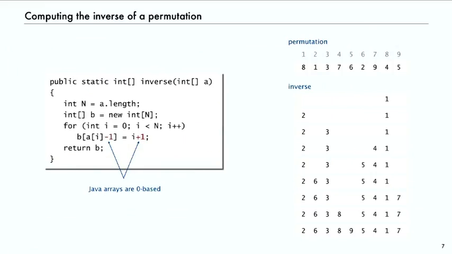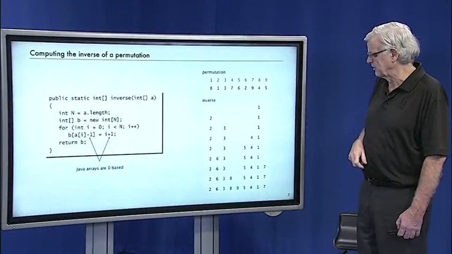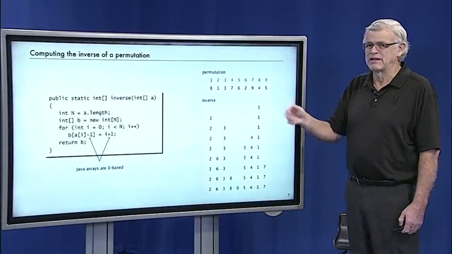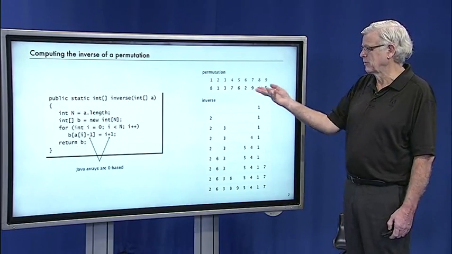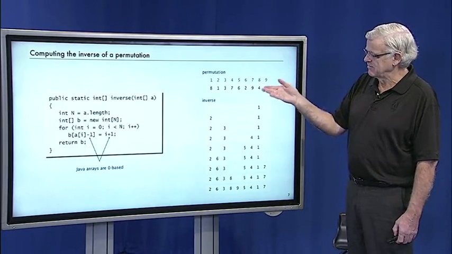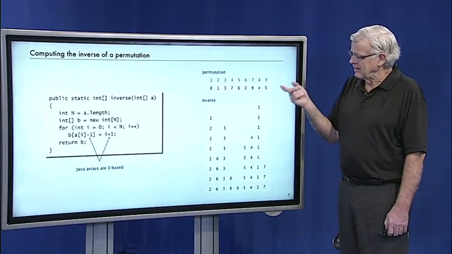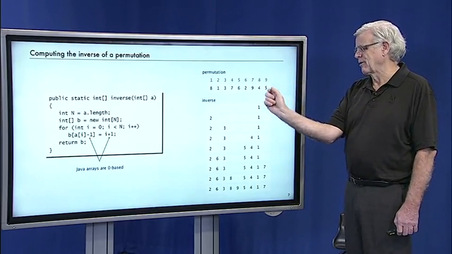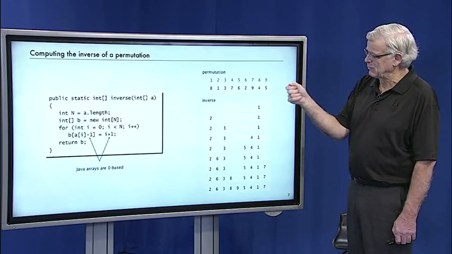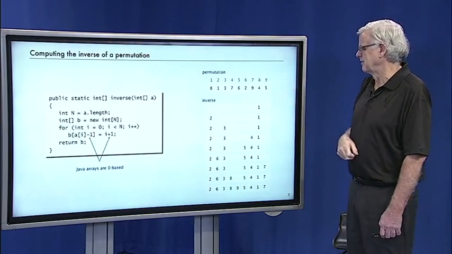Since we know that each thing appears only once, there's no collision in this process, and simply one pass through the array, as shown in the for loop in the code at left, lets us fill in the inverse, in this case the array B. And since the arrays are 0 based, we have to subtract 1 from the permutation number.